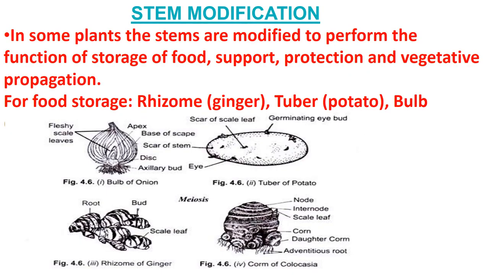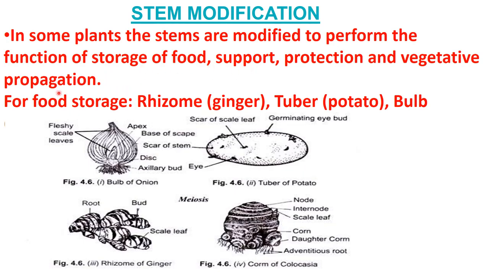Our next topic is stem modification. Whenever the stem changes its structure and shape to perform a function other than its main function, it is called stem modification. In some plants, the stem is modified to perform the functions of storage of food, support, protection and vegetative propagation. These are not the main functions of the stem. As you know, the stem's main function is to bear the branches, flowers, fruits, etc., right? So whenever the stem is modified to perform these other functions, that is called stem modification.